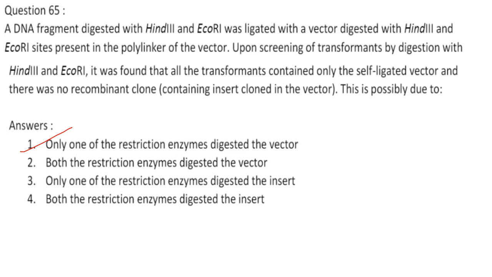Answer is option 1. Both the restriction enzyme digested the vector? If that was the case, then the fragment would have got ligated with the vector. Only one of the restriction enzyme digested the insert? No. Because they have told that DNA fragment is digested with HIND3 and EcoR1. Both the restriction enzyme digested the insert? That is already done. But you get self-ligated vectors only when one of the restriction enzyme digests the vector, whereas the other does not, so the insert will not be able to sit in the vector and get ligated. So you will not get colonies containing inserted clone in the vector. So answer is option 1.